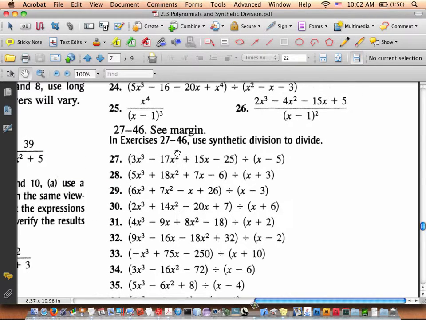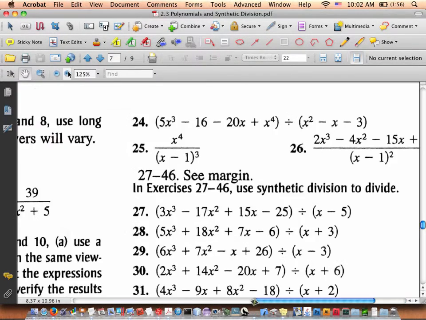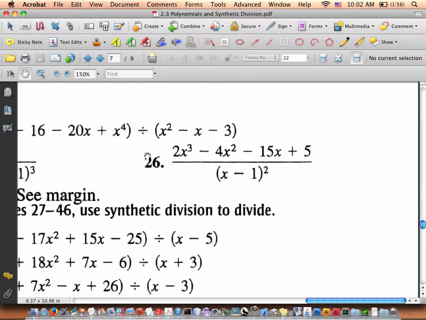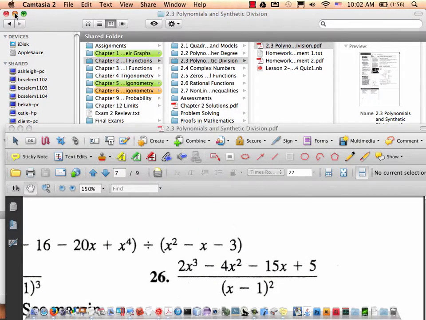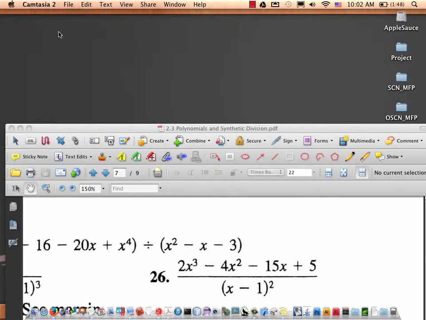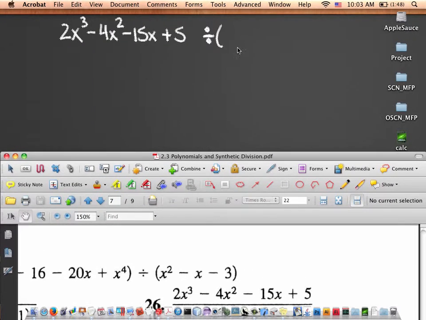All right, let's say, plug in 1, negative 2, negative 15. Okay, this one right here. So I'm going to pick number 26. And we're going to take 2x cubed minus 4x squared minus 15x plus 5, and we're going to divide that first. I know it says here on the screen x minus 1 squared. I'm going to divide it just by x minus 1 first. Okay?